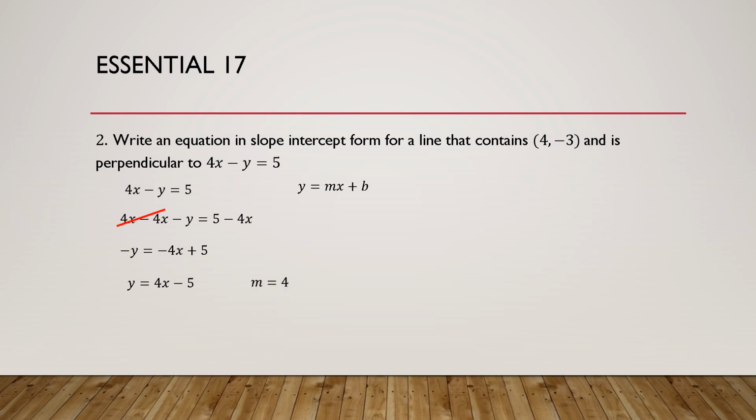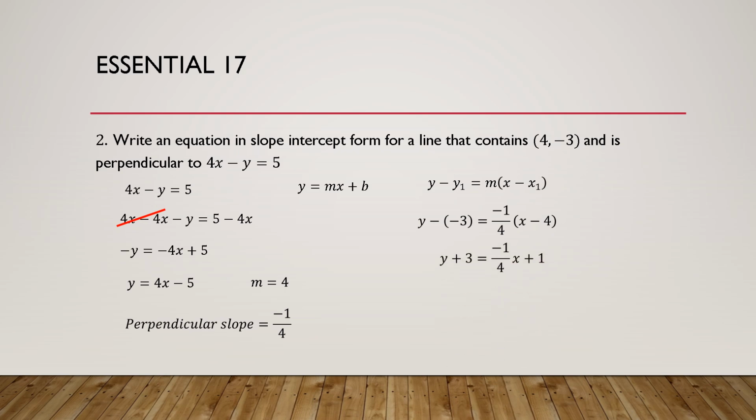So the perpendicular slope will be the opposite inverse, which is -1/4. Next, we go to our point slope form and fill in the numbers to get y minus -3 equals -1/4 times the quantity of x minus 4. When we simplify and use the distributive property, we get y plus 3 equals -1/4 x plus 1. We then subtract 3 from both sides to get our final answer, y equals -x over 4 minus 2.